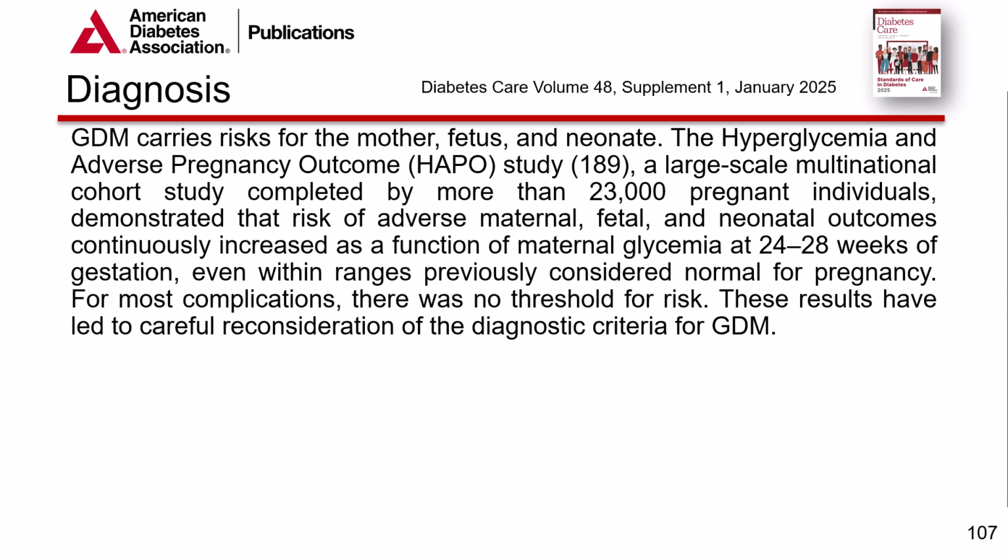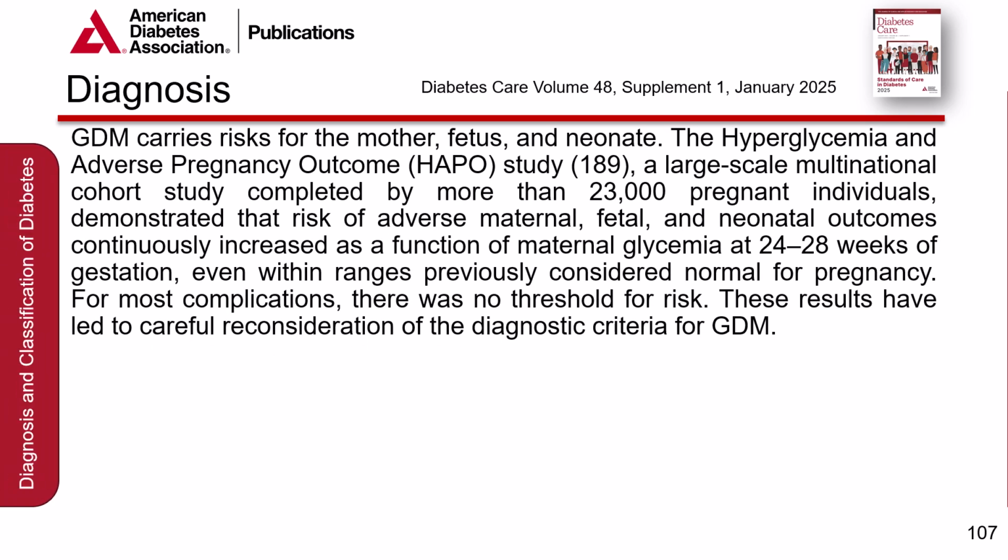Diagnosis. Gestational diabetes mellitus carries risks for the mother, fetus, and neonate. The Hyperglycemia and Adverse Pregnancy Outcome Study, a large-scale multinational cohort study completed by more than 23,000 pregnant individuals, demonstrated that risk of adverse maternal, fetal, and neonatal outcomes continuously increased as a function of maternal glycemia at 24 to 28 weeks of gestation, even within ranges previously considered normal for pregnancy. For most complications, there was no threshold for risk. These results have led to careful reconsideration of the diagnostic criteria for gestational diabetes mellitus.